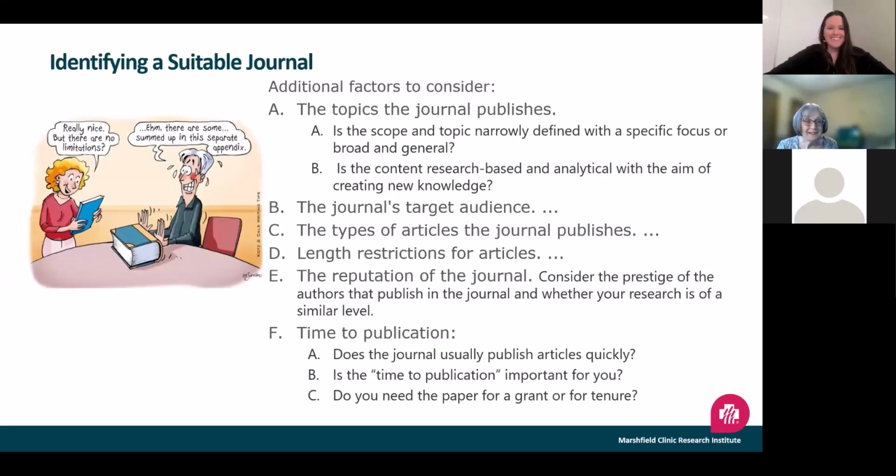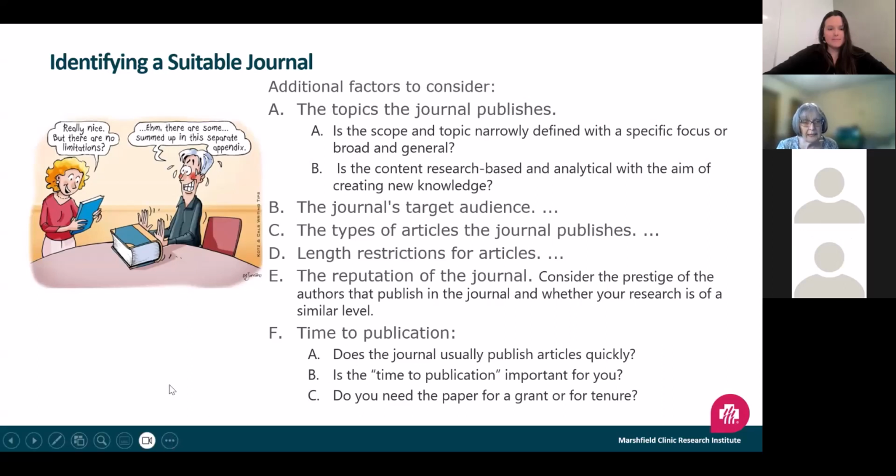Okay, some additional things to look at. Look at the topics. Is the scope narrowly focused, or is it a broad and general scope? Is the content of your paper research-based? Is it analytical? What is the target audience of the journal? Something that you want to look at. Are there length restrictions on the articles? If your paper is a 5,000 word paper and the journal has a limit of 2,000 words, you're going to get your article bounced back right away.